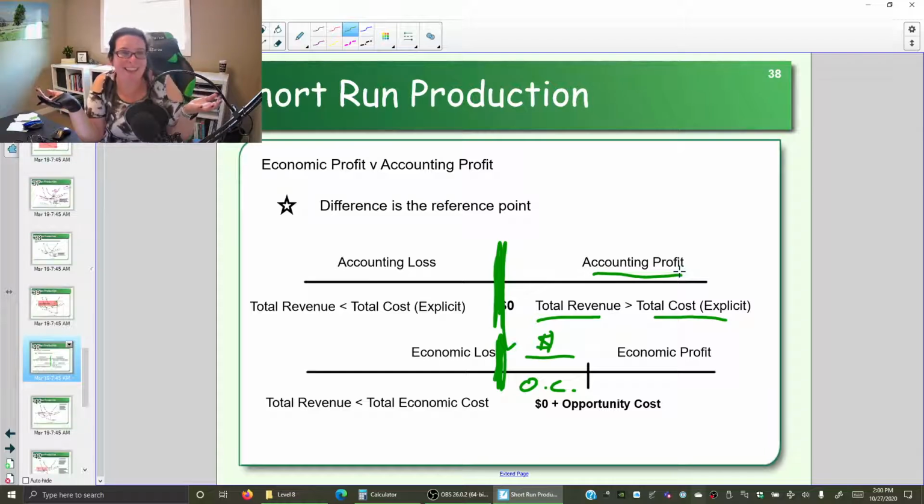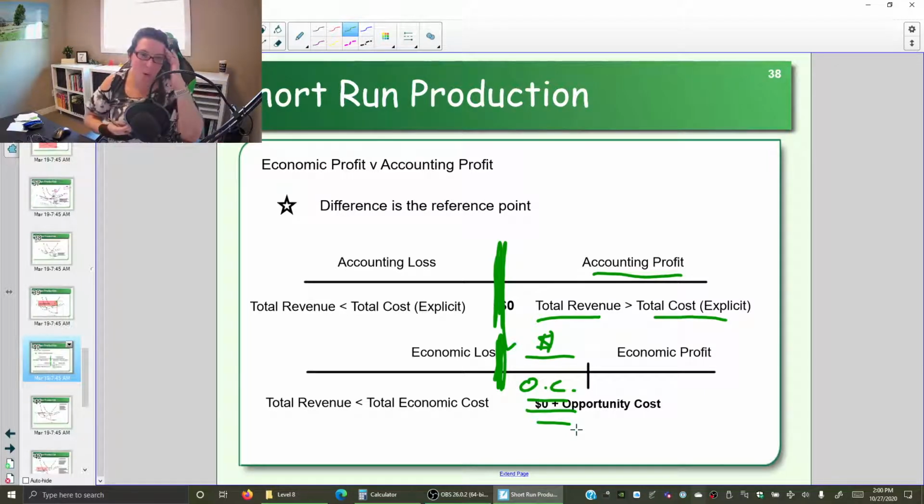If you're making economic profit, that means you're making more profit. Let's say you're doing the oil change place. You're making more profit at the oil change place than you would at the Subway shop. So when you make economic profit, you're making accounting profit, plus you've been compensated for that sacrifice or opportunity cost. You're making more profit doing this than doing something else.